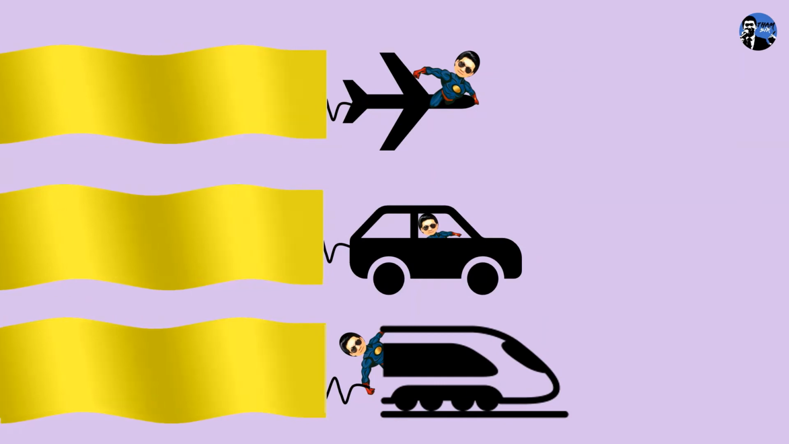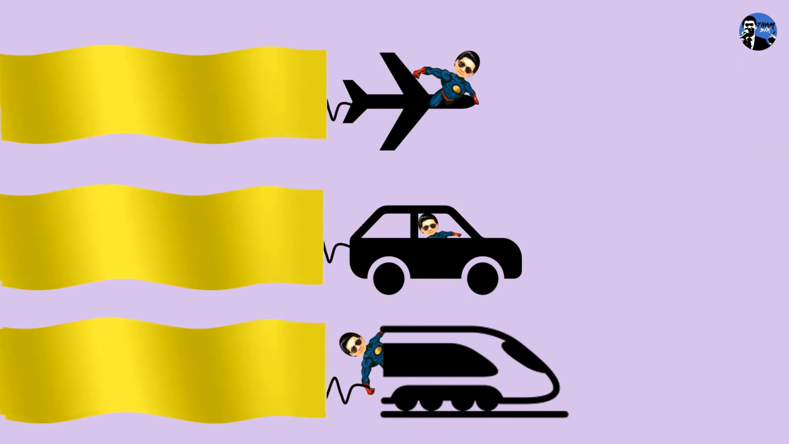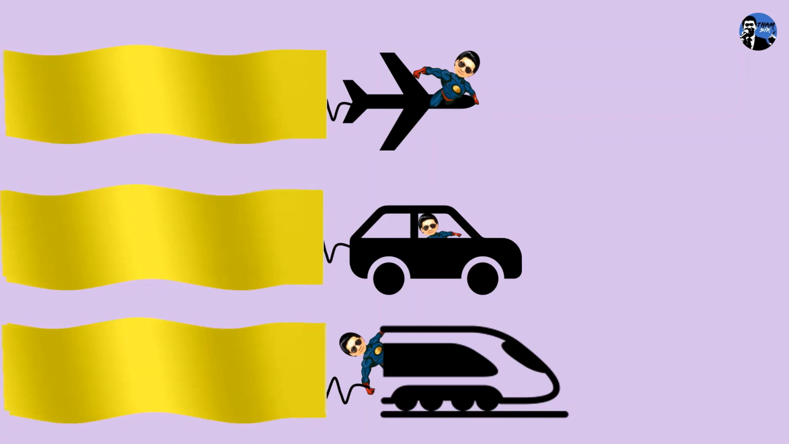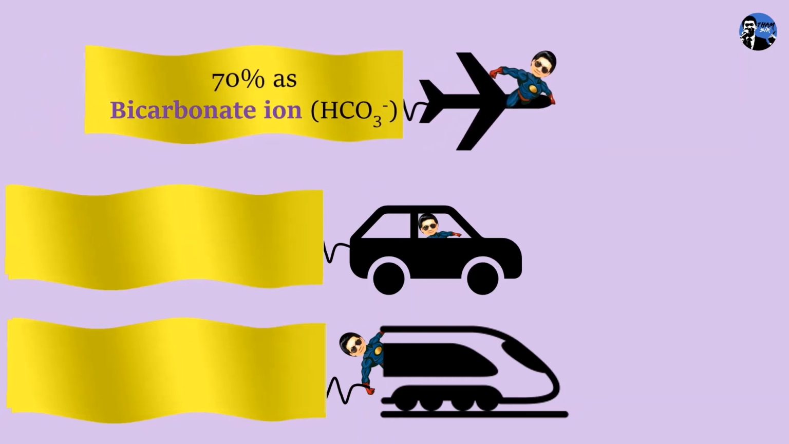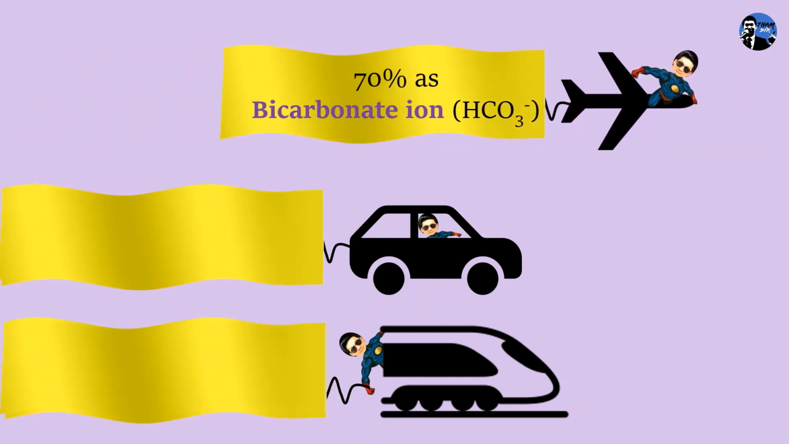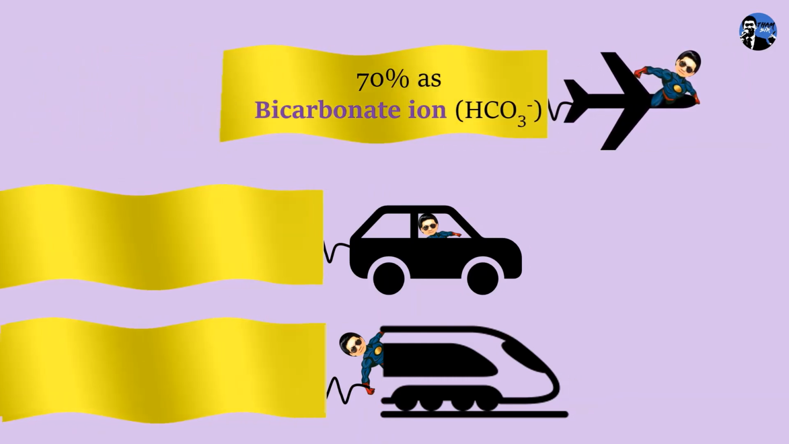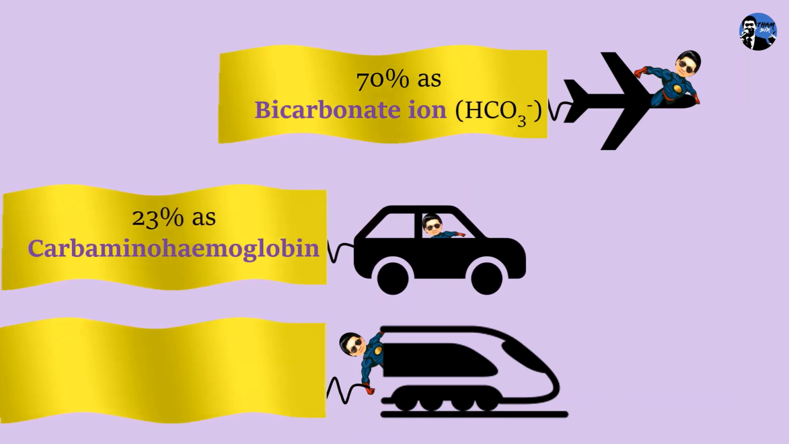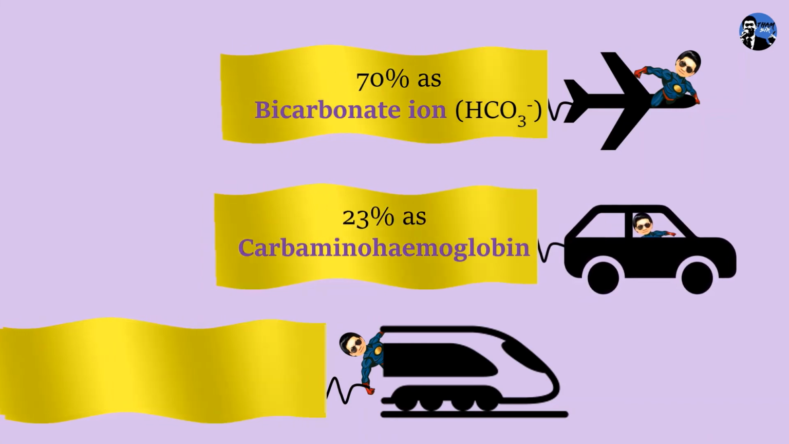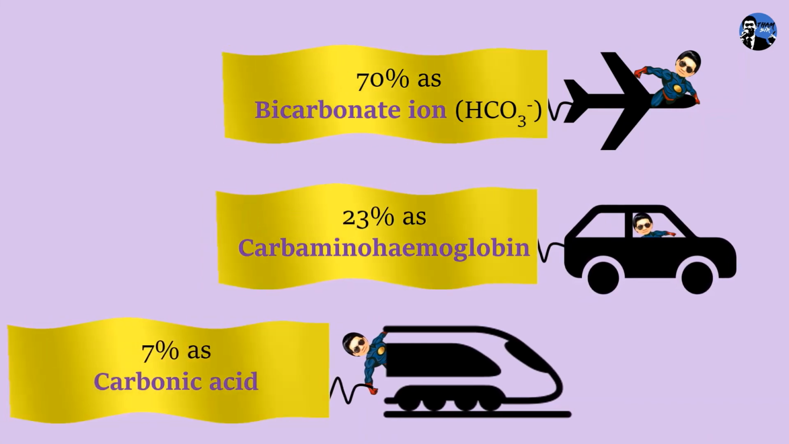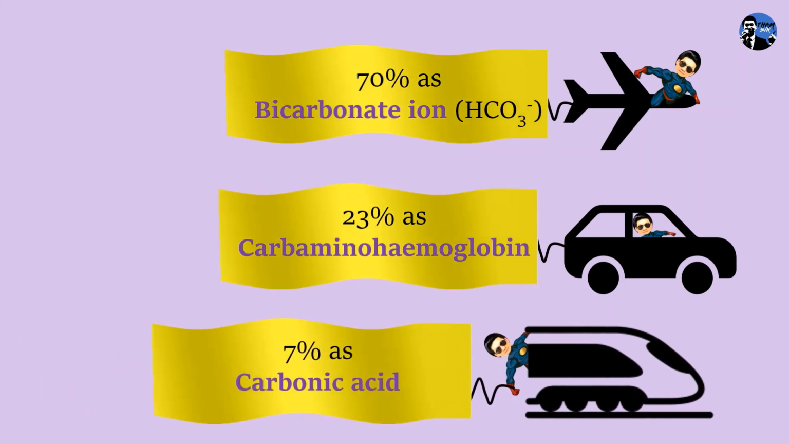After the lockdown, we can cross the states by different ways. We can choose to catch a flight, to drive, or to take a train. Same goes to the transport of carbon dioxide. 70% of the carbon dioxide is transported as the bicarbonate ions, HCO3 negative, whereas 23% of the carbon dioxide is transported as carbaminohemoglobin. The remaining 7% of the carbon dioxide is transported as carbonic acid.